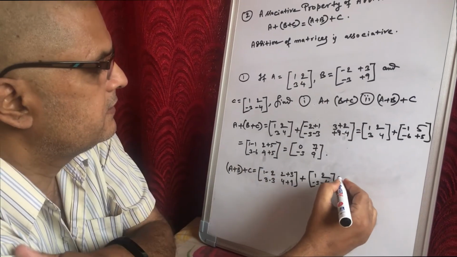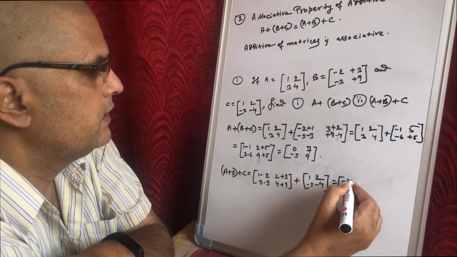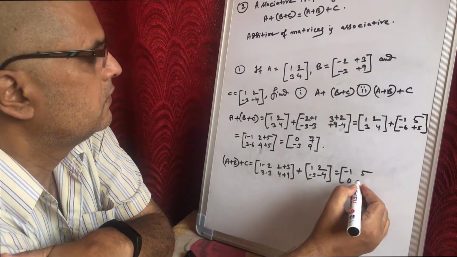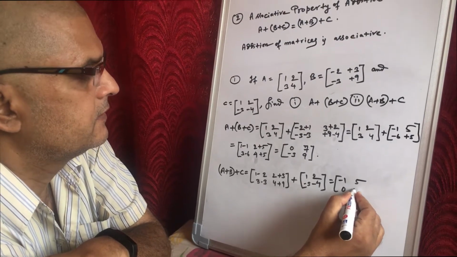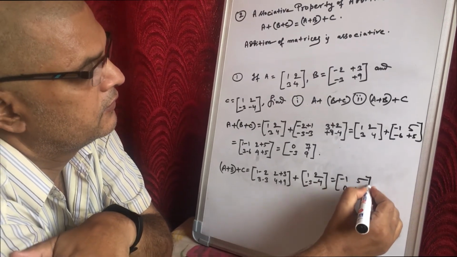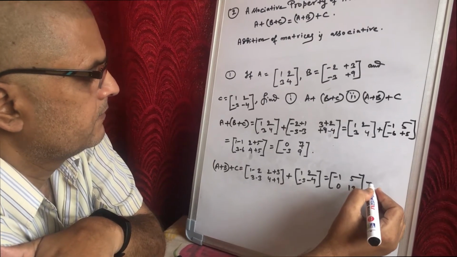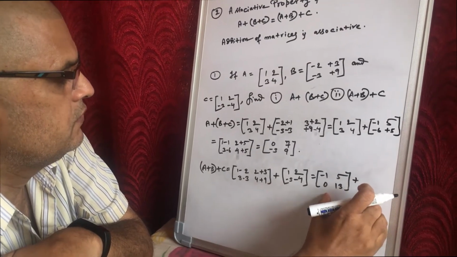So it will be what? It will be minus 1, 5, 0, 13 plus minus 1, 5, 0, 13.